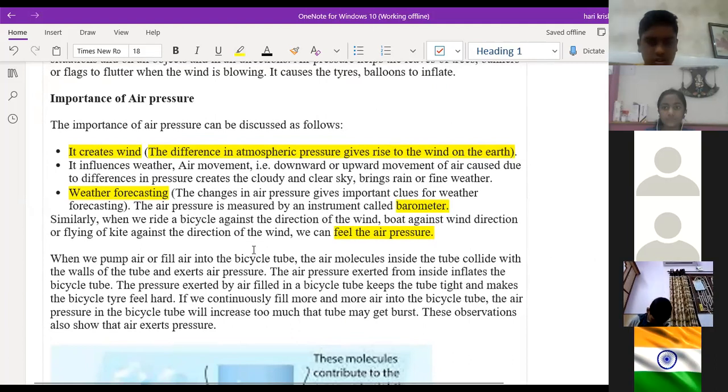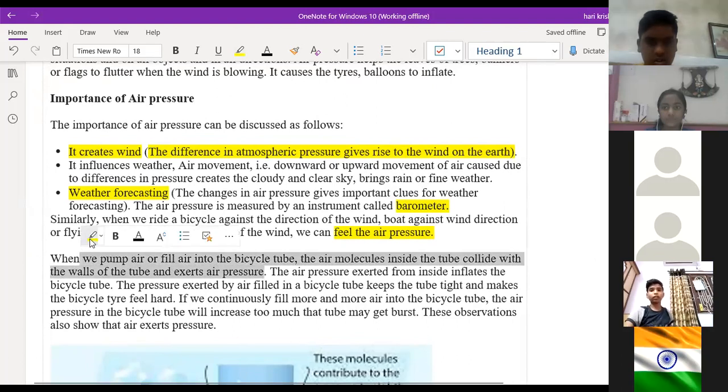Okay. So when we pump air or fill air into the bicycle tube, the air molecules inside the tube collide with the walls of the tube and exert some pressure. Understand this point? Yes, sir. If you store the gas in the tube, it will go and collide with the walls of the tube, so it will show some pressure. The air pressure exerted from the inside inflates the bicycle tube.